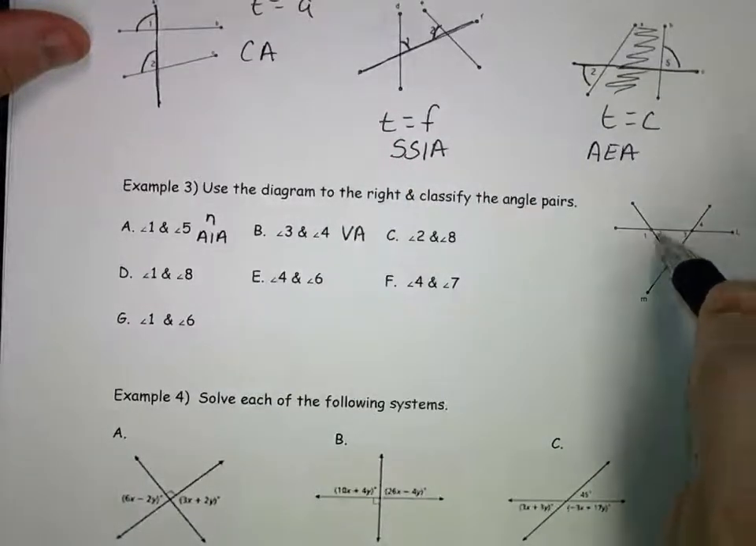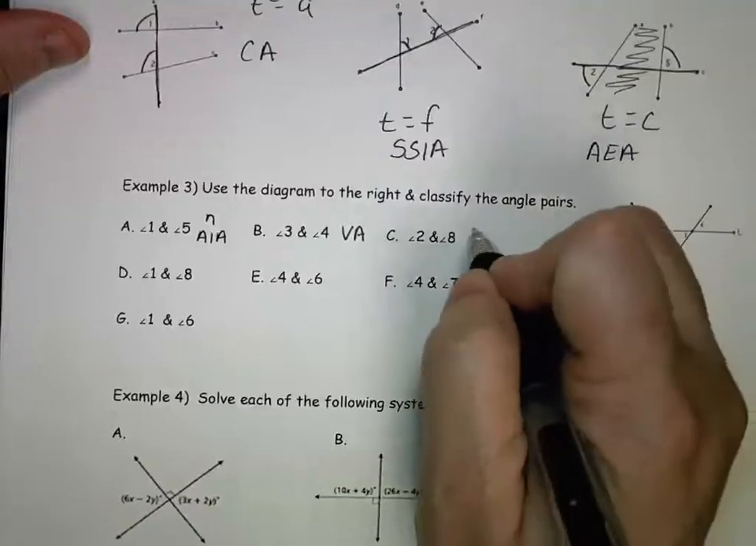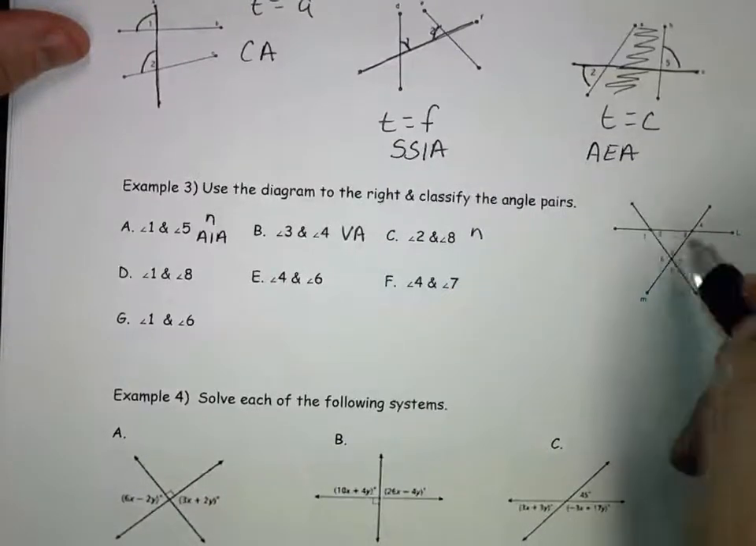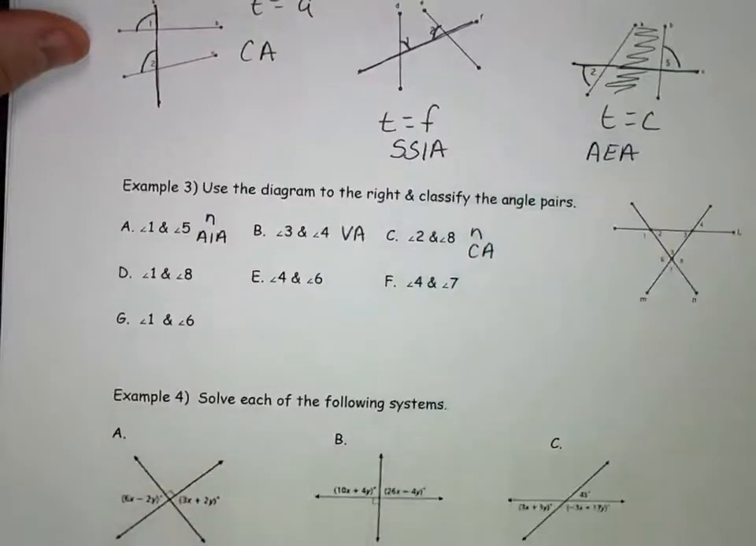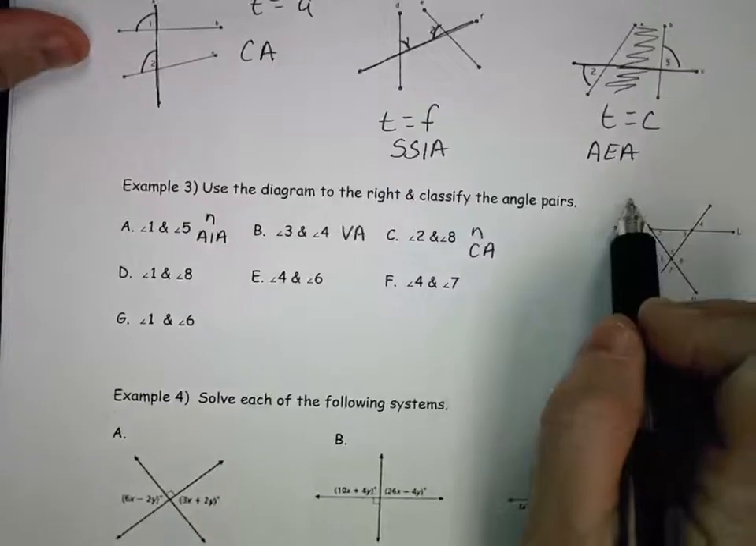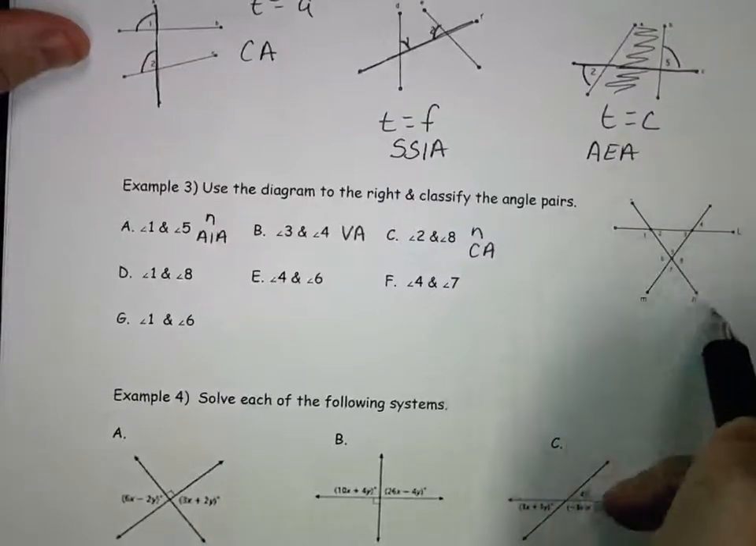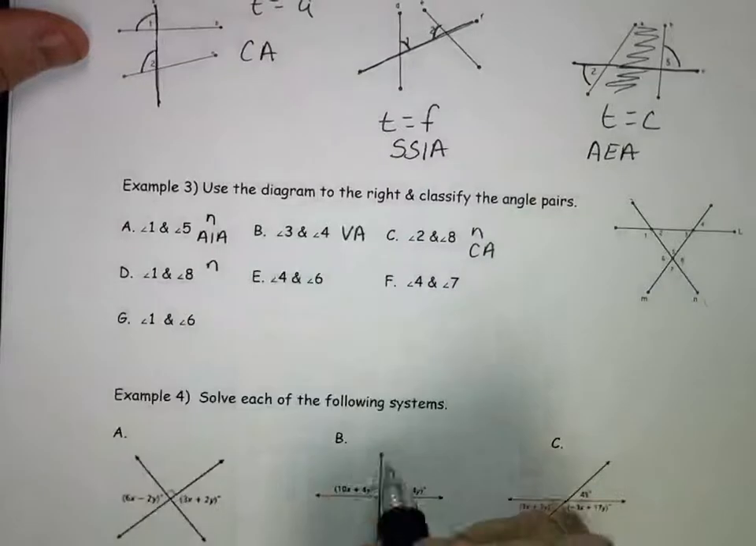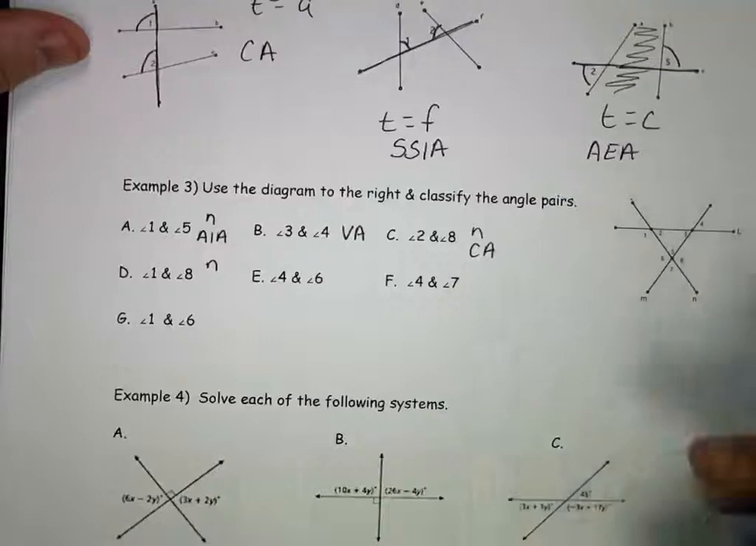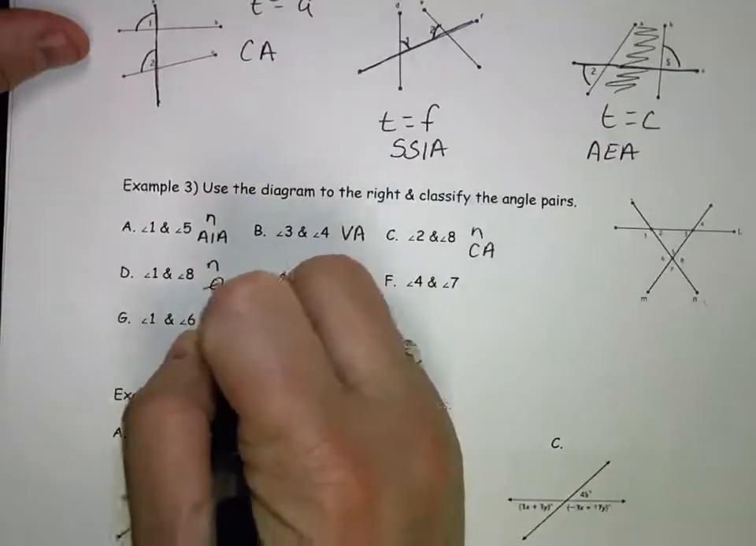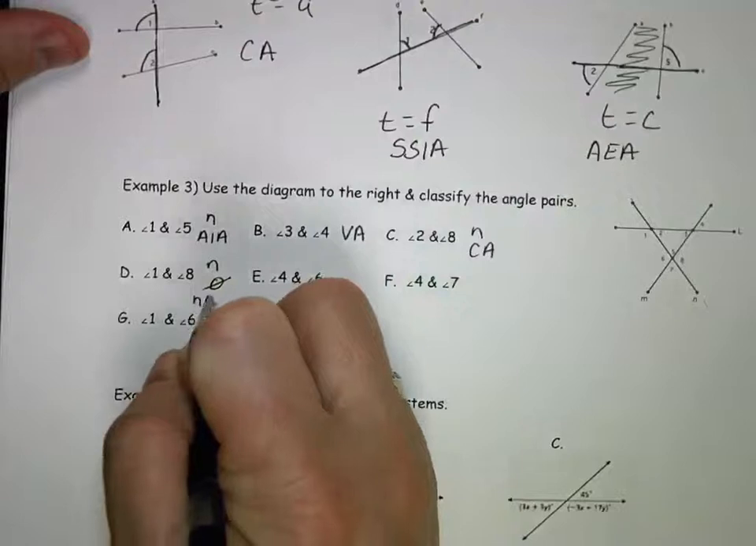2 and 8, again, your transversal is N. And 2 and 8 are both kind of to the bottom right hand side. One is interior and one is exterior. So those are corresponding angles. 1 and 8, your transversal again is N, and this one's inside and that one's outside, and there's no relationship there. I'll put empty set or none.